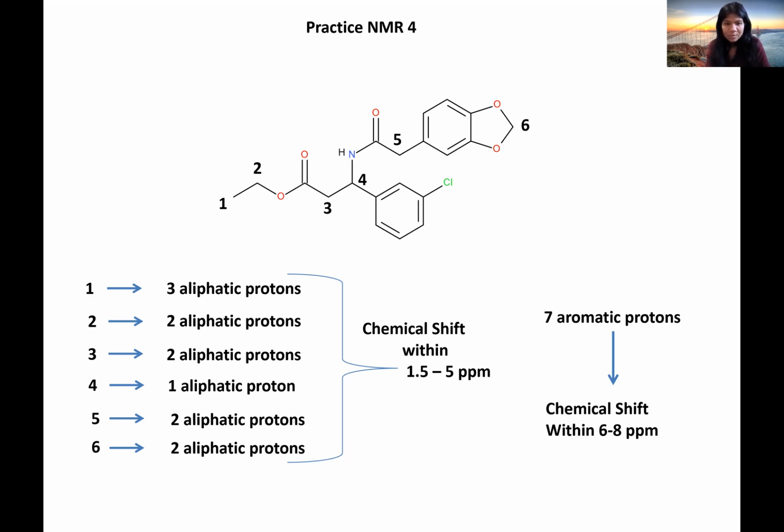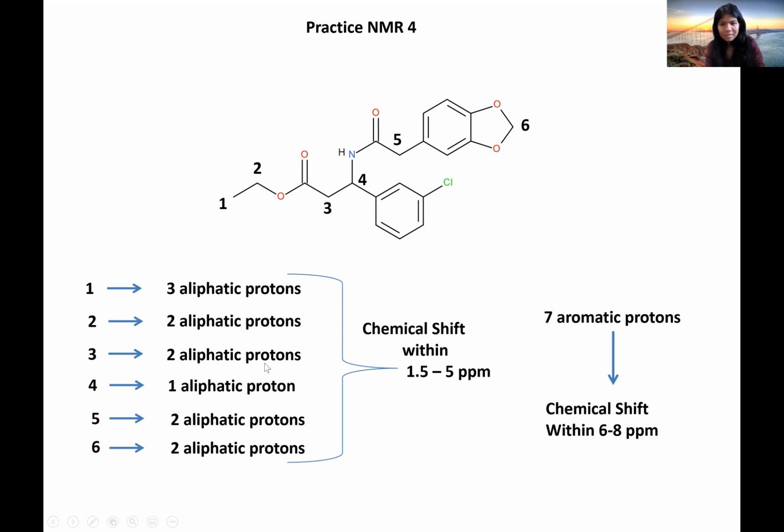So as we look for the aliphatic protons and the aromatic protons, we have 1, 2, 3, 4, 5, and 6 types of aliphatic protons over here. So 1 corresponds to 3 aliphatic protons, 2 corresponds to 2 protons, 3 corresponds to 2 protons, 4 corresponds to 1 proton, 5 corresponds to 2 protons, and 6 corresponds to 2 protons.